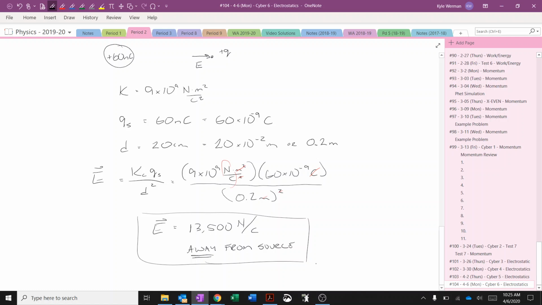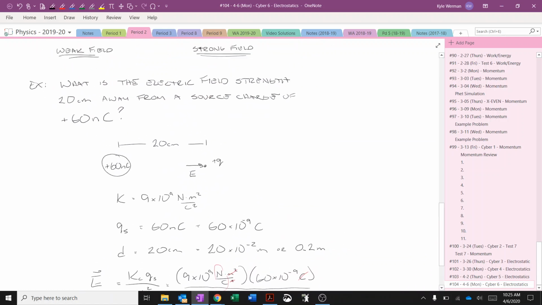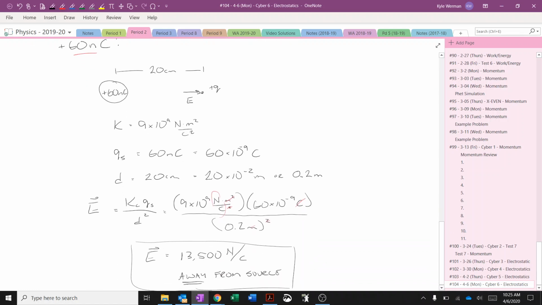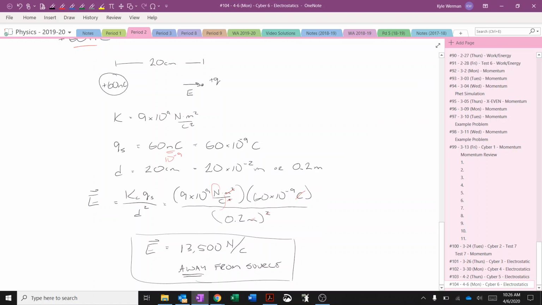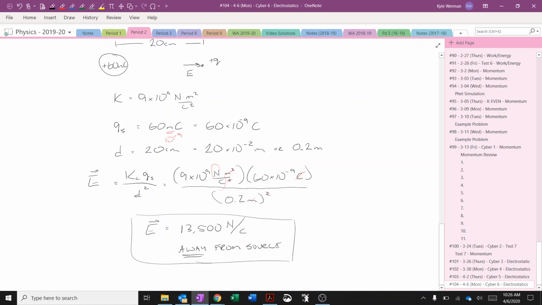60 E to the negative 9: it was a source of 60 nanocoulombs, and nano is 10 to the negative 9. That's what that is in our metric prefix table. So I can literally say 60 times 10 to the negative 9 coulombs as a way to convert to coulombs. You always have to get to the base unit, coulombs.